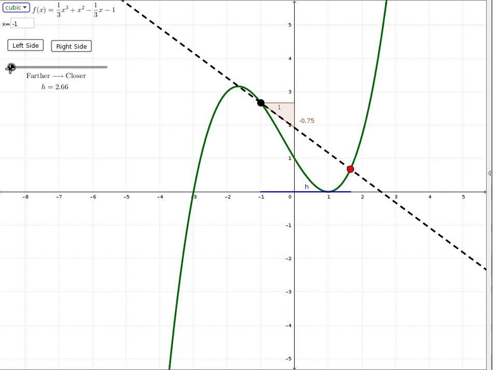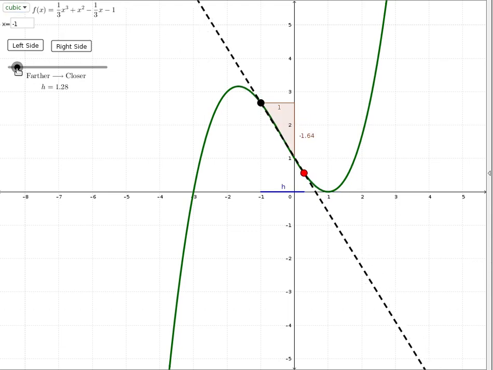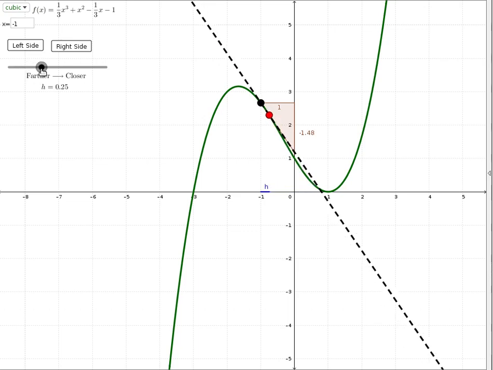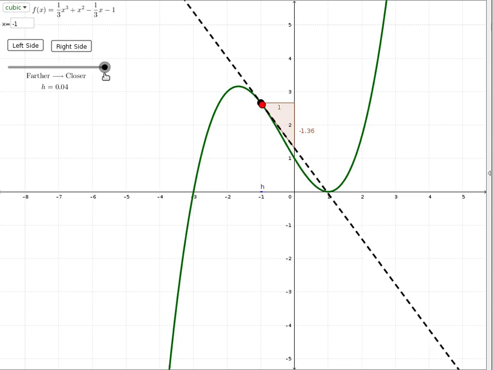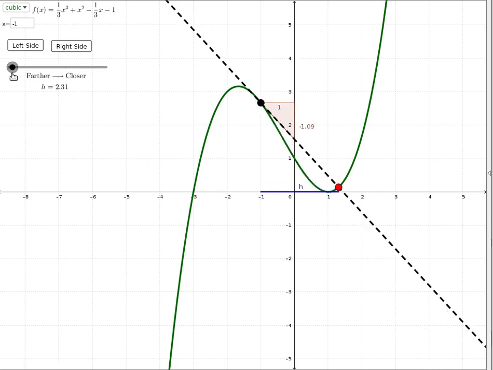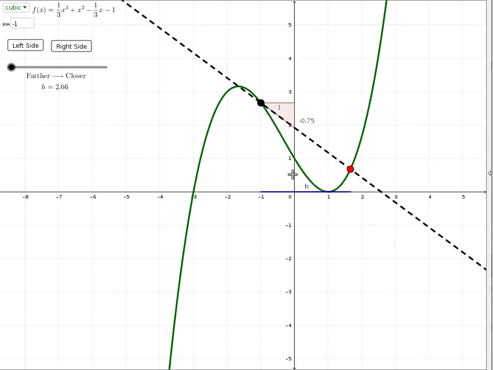So here's my point. But what we can do now is drag that h value and make it smaller. And what you'll notice is that our red point gets closer and closer to the black point until the slope that we're finding is actually more like the slope of a tangent line instead of a secant line. A secant line is like a line going between 2 points, like something here. A tangent line is a line that just touches 1 point.